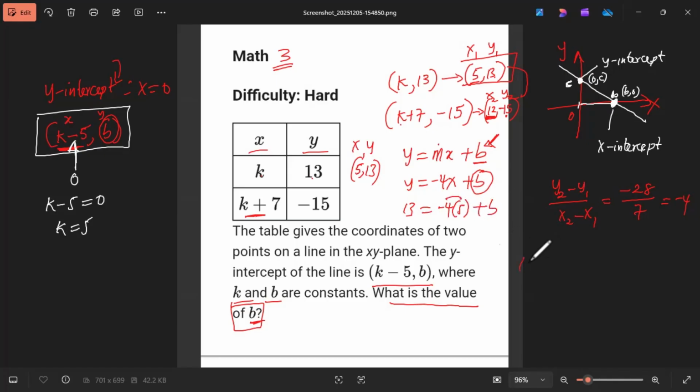That would be like 13 equal to minus 20 plus b. And this comes over here, that becomes 13 plus 20 equal to b. And b has to be equal to 33. So that's the value of b, 33. So this is the third question. I hope you're getting this stuff right.